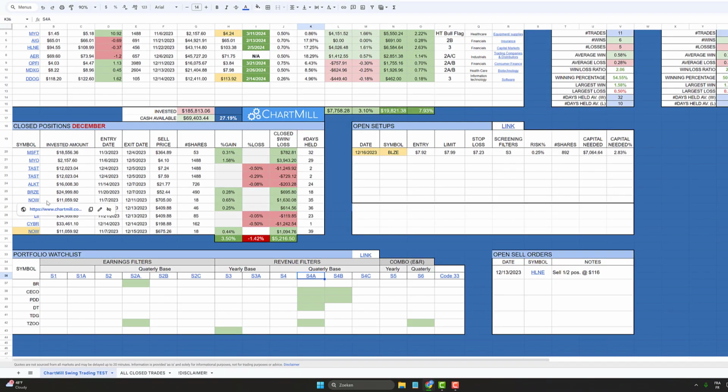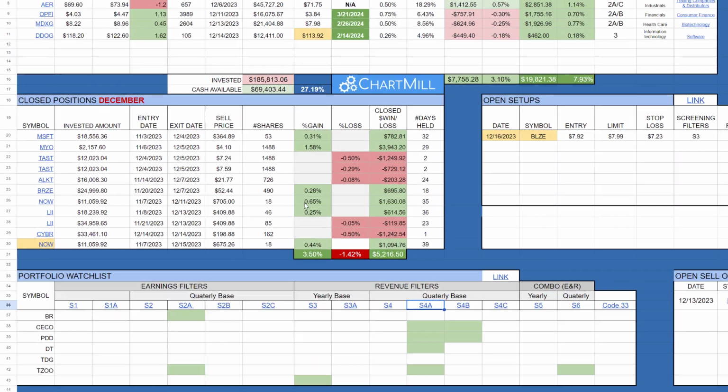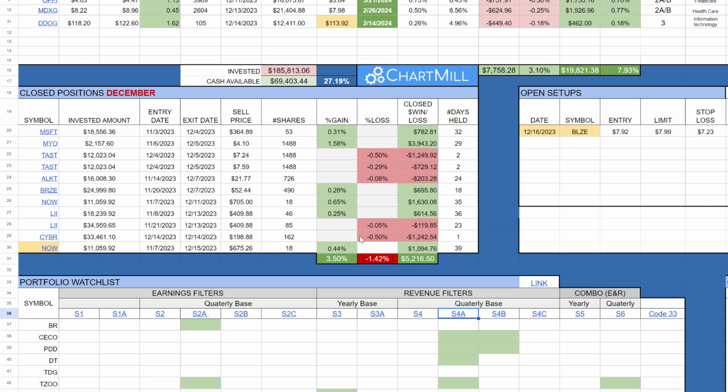So the first sell was December 11 for a profit of 0.65% on the total equity. And then the second one, 0.44%. So in total 1.10%, and the initial risk was 0.5%. So that's more than 2R.